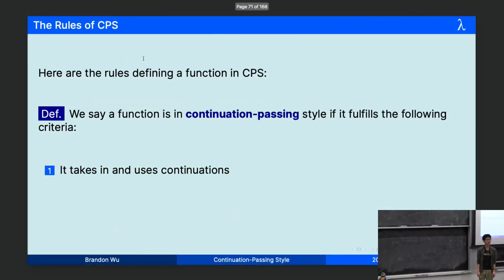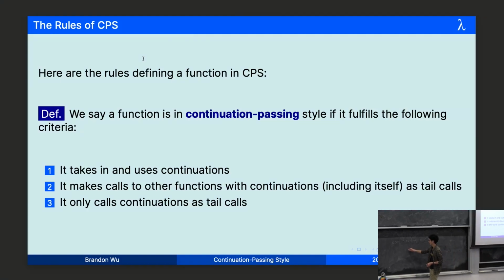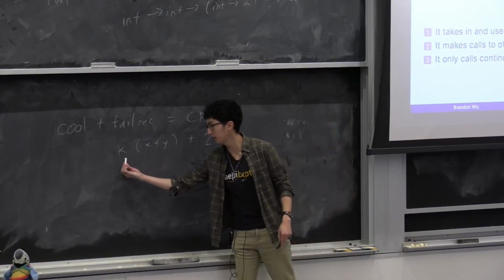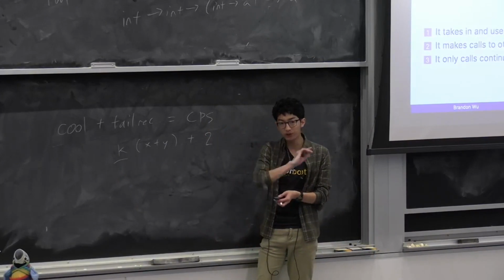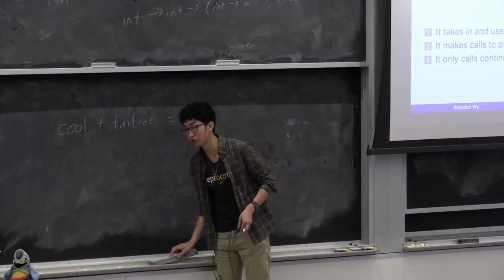So here are the rules for CPS. We say a function is CPS if it fulfills these three criteria. One, it needs to be cool. It takes in a continuation and it uses its continuation. Two, it makes calls to other functions with continuations as tail calls. That means it makes calls to other functions that are cool, but only as tail calls. You can't call two CPS functions and then use the results. It needs to be tail recursive all the way through. And three, it only calls its continuations as tail calls. So you can't do something like k x plus y plus 2. You can't do this, because this would also constrain the output type of the continuation k. The k shows us what to do last. It's the very last thing that happens, so I can only do it as a tail call. All three of these things must be true to make a CPS function.